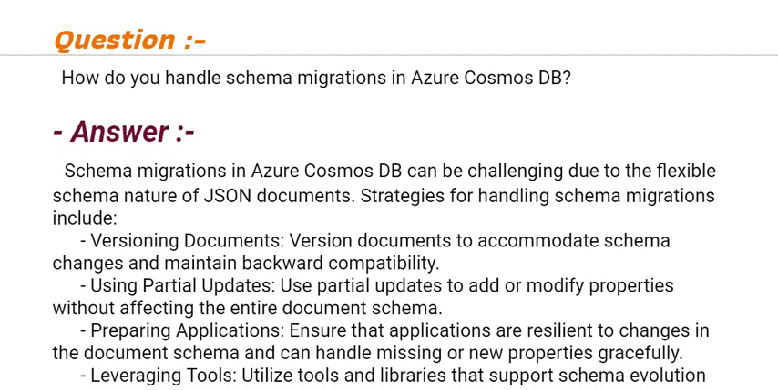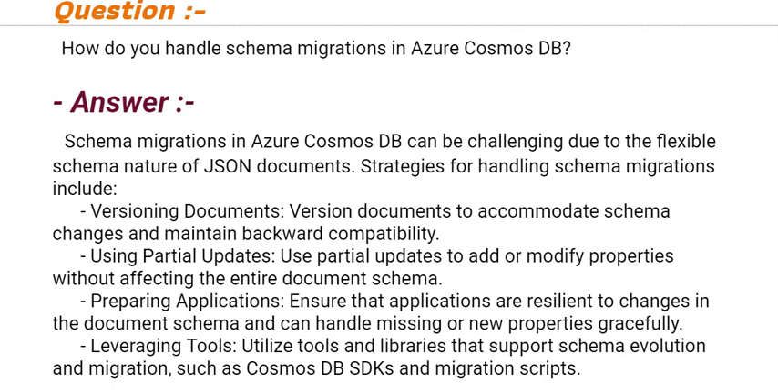Our next question is, how do you handle schema migrations in Azure Cosmos DB? Your answer should be, schema migrations in Azure Cosmos DB can be challenging due to the flexible schema nature of JSON documents. Strategies for handling schema migrations include, the first one is versioning documents. Version documents to accommodate schema changes and maintain backward compatibility.